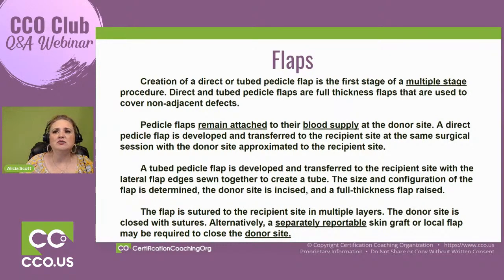And then you might see terms like lateral flap edges, and always the size and configuration of the flap will be documented. We're going to look at those, like W, Y, Z flaps, V and Y. That is something that's important to know, because that also ends up being part of the description on some codes.